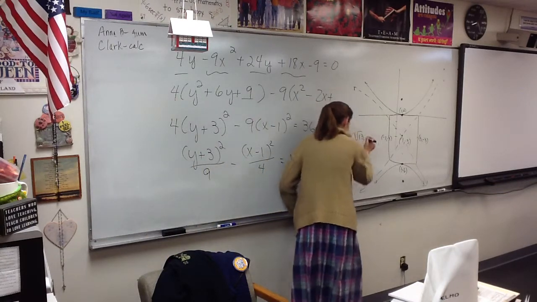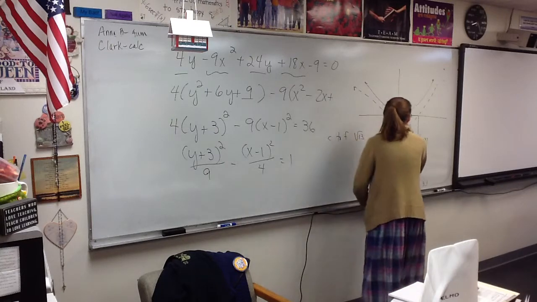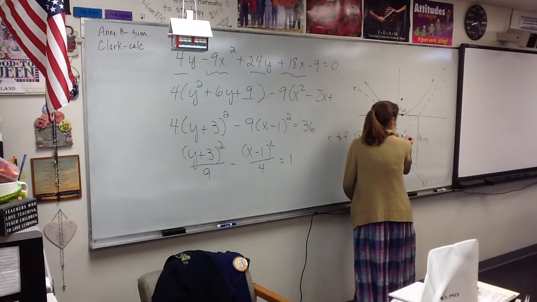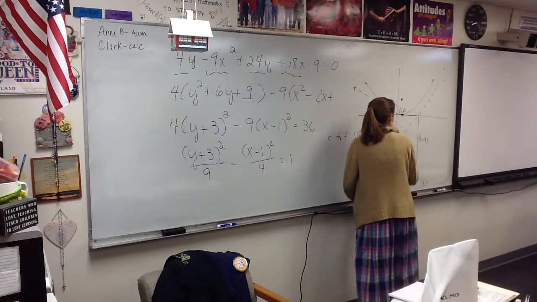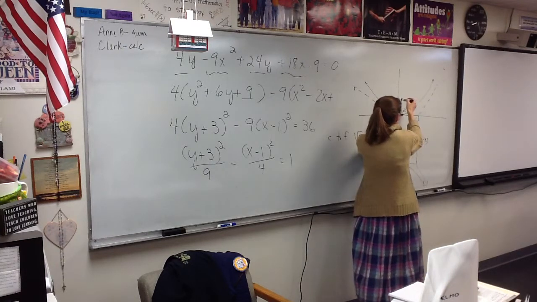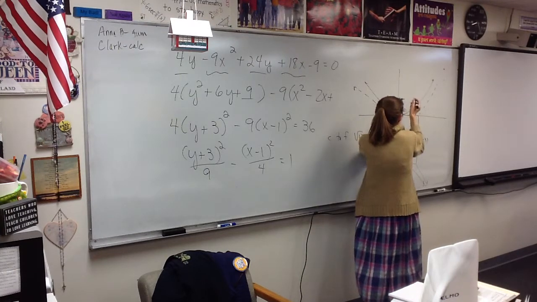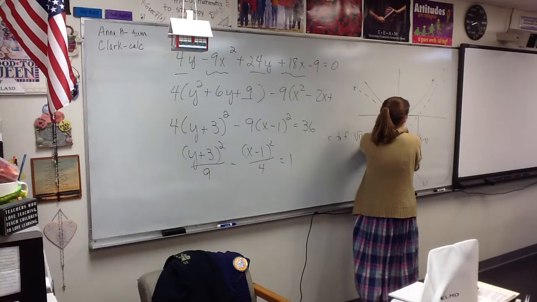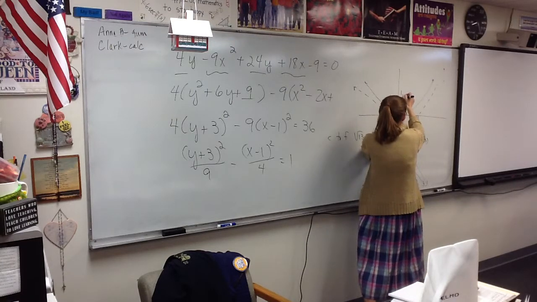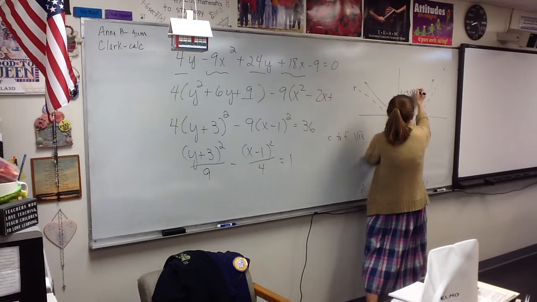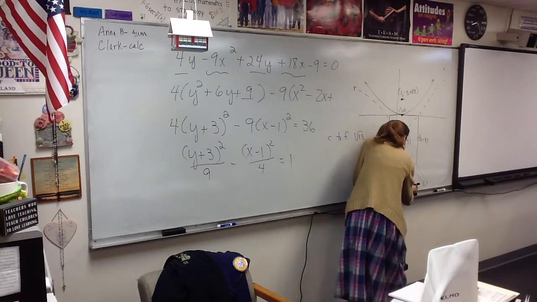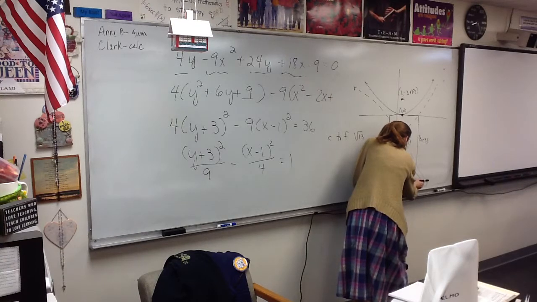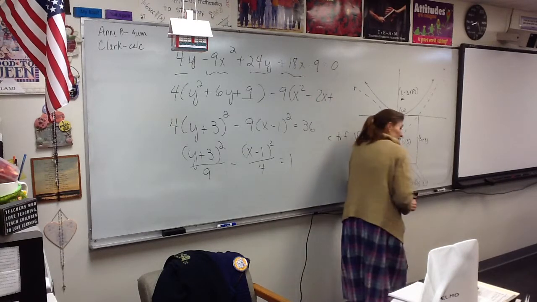So I want you to start right here. This is the center. Everything starts at the center. Start at the center and go up root 13. Where would you be? What would be this point? 1 comma, -3 plus root 13. And this one would be 1 comma, -3 minus root 13.